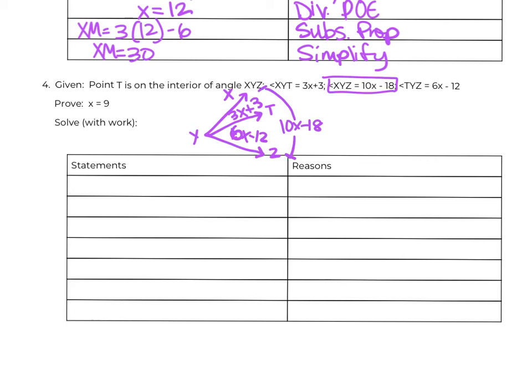Okay, so first line should say what? Alexa, start us off on the first line. What would it say? So point T is on the interior. That's all I could fit. Given.